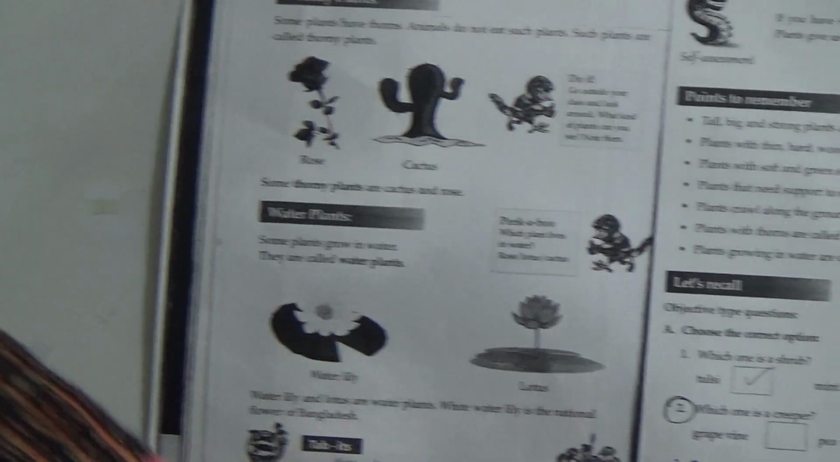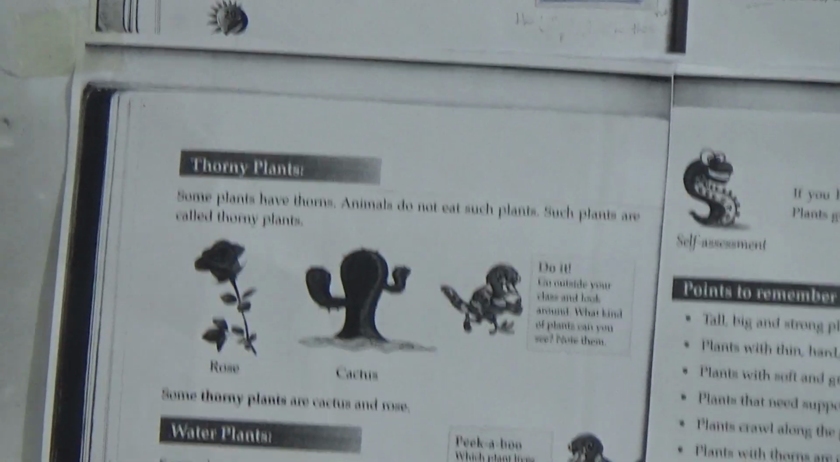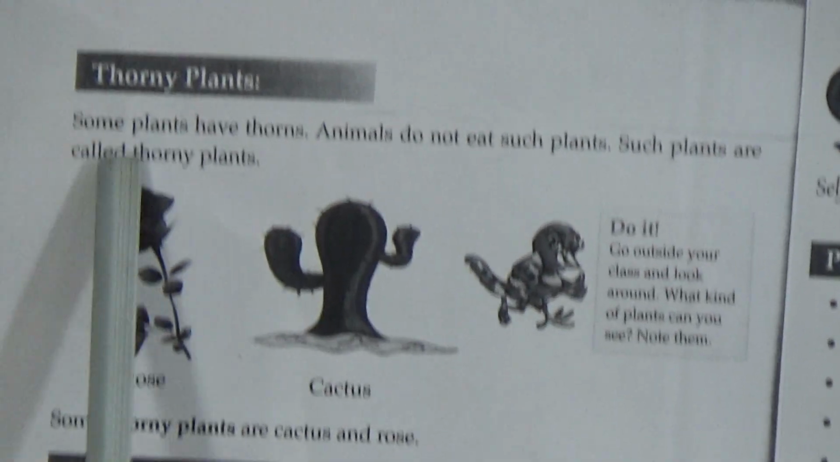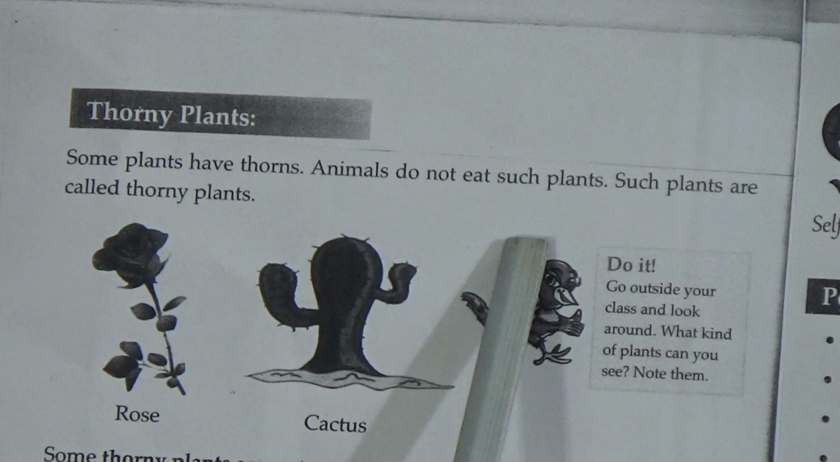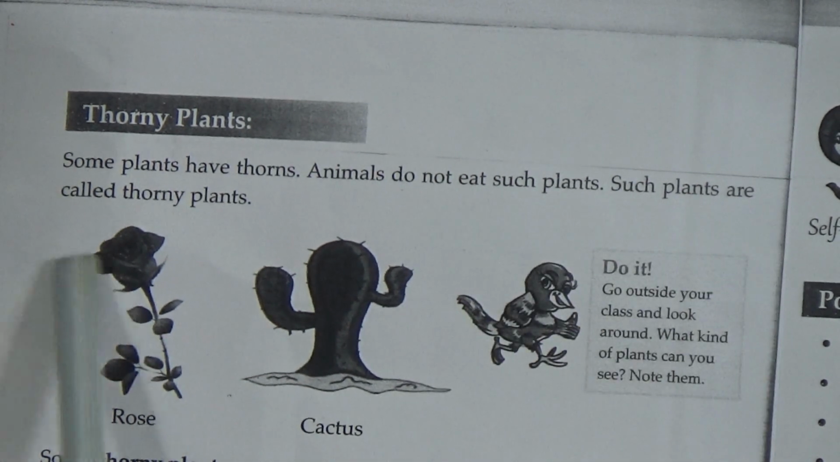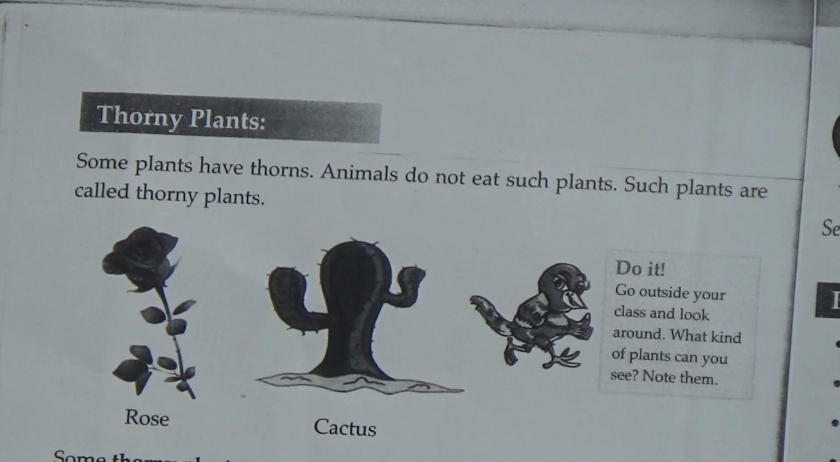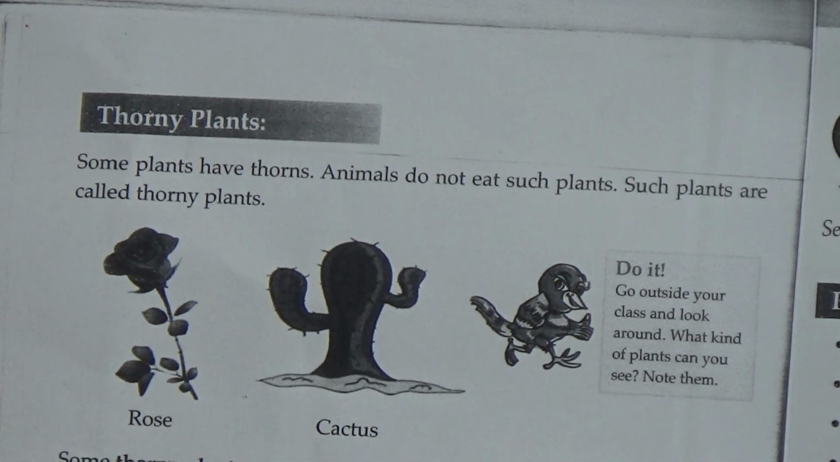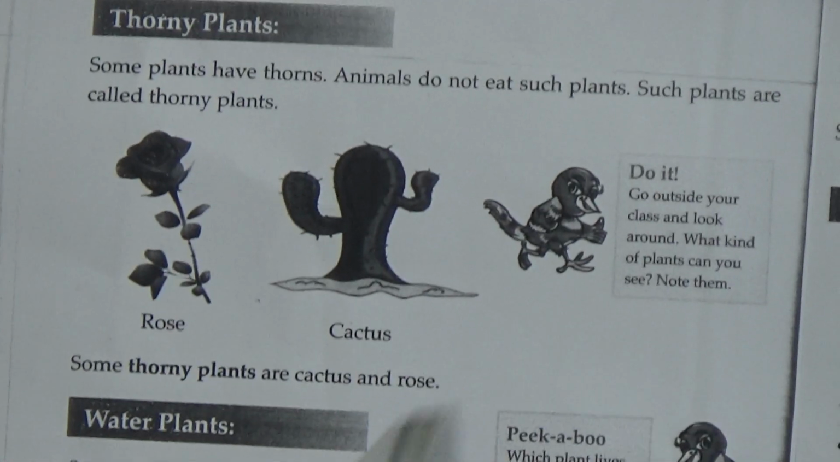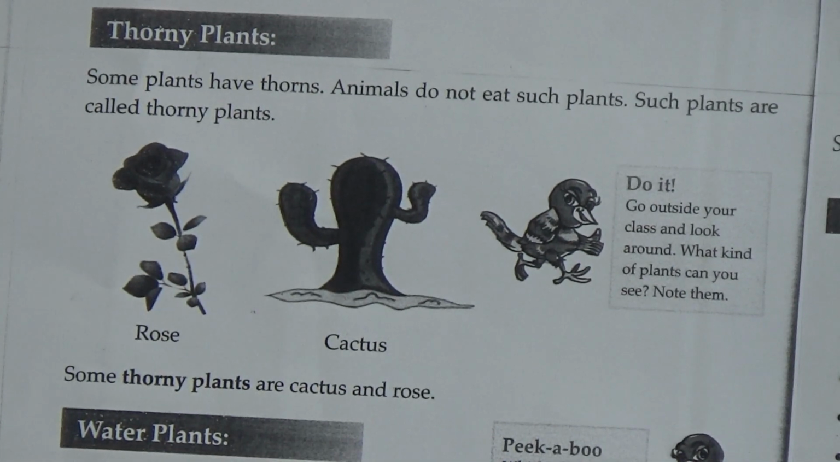Now, thorny plants. Thorny plants are the plants that have thorns on their body. Some plants have thorns. Animals do not eat such plants. Such plants are called thorny plants. Some examples of thorny plants are rose and cactus.